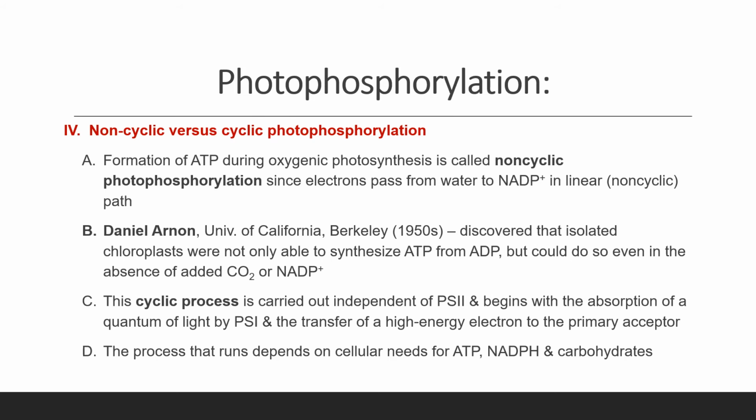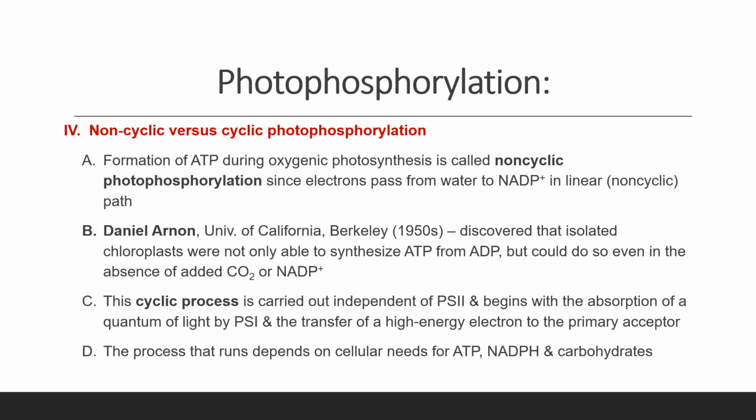So let's tackle now the difference between the non-cyclic and the cyclic photophosphorylation. For the formation of ATP during oxygenic photosynthesis, or what you also call non-cyclic phosphorylation, electrons pass from water to NADP in a linear, non-cyclic path. Daniel Arnon from the University of California in Berkeley in the 1950s discovered that isolated chloroplasts were not only able to synthesize ATP from ADP, but could also do so even in the absence of added carbon dioxide or NADP. Okay?